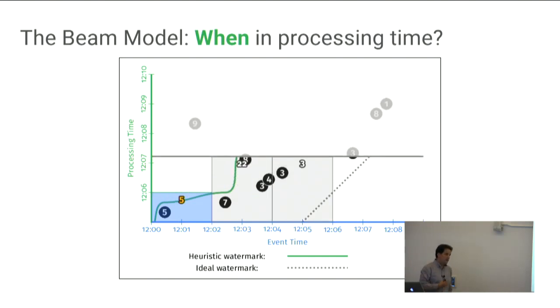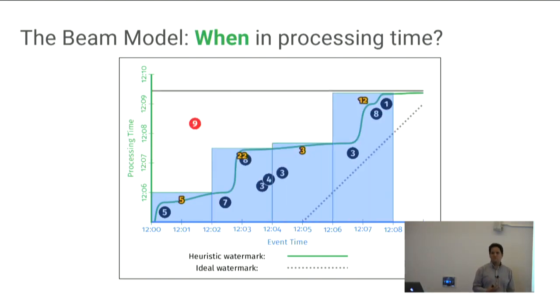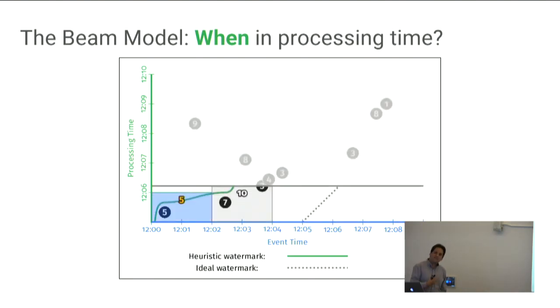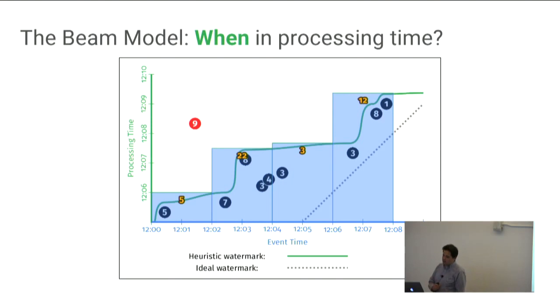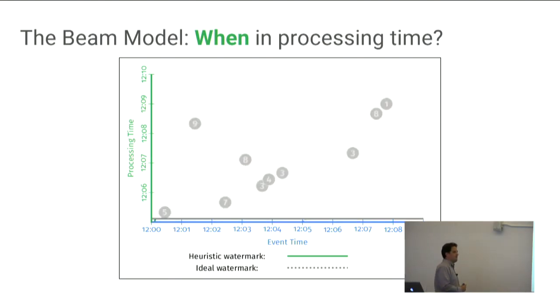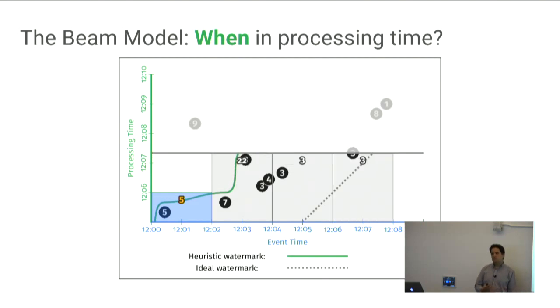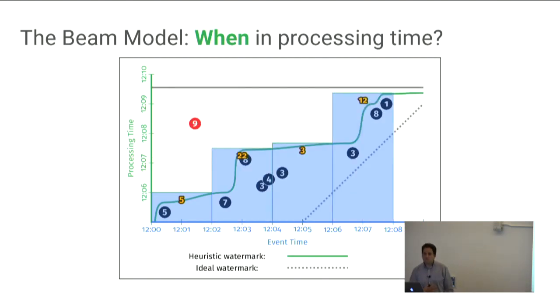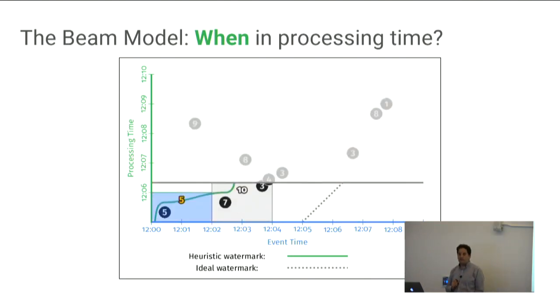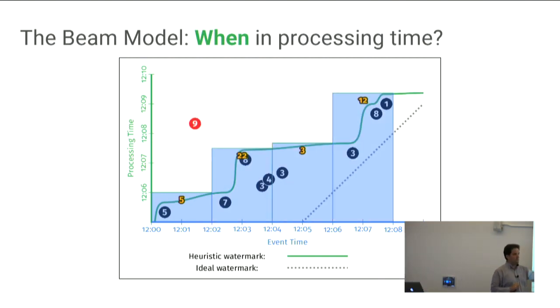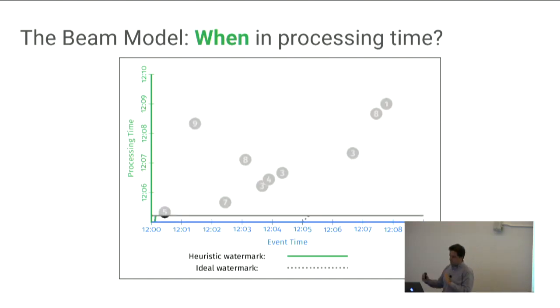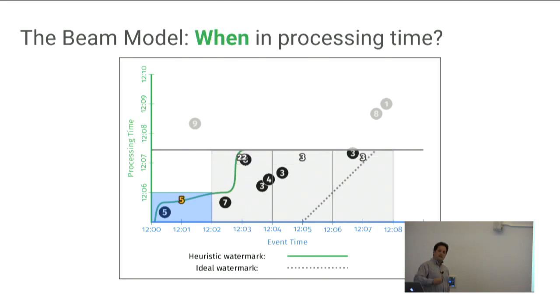However, of course, the system can't know that it has seen all the data. It can believe so. It can heuristically predict, based on other elements, whether we expect more elements or not. And in this diagram, we see that the system was right three times for three windows. And it was wrong once, for the first window, due to the element with the value 9 coming unexpectedly late. In this case, the system produced incorrect results for the first window and correct results for the remaining three windows. So let's start solving this problem.